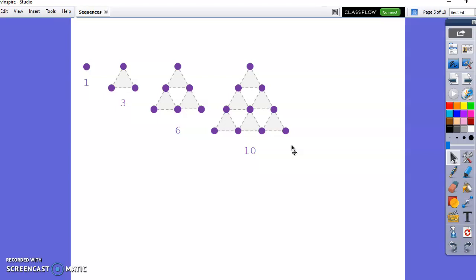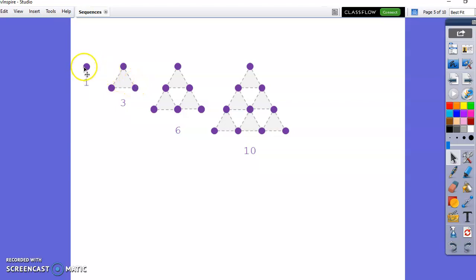Let's see another example. It is given again a pattern. We have at the first one 1 point, let's say the first figure. At the second one there are 3 points. At the third pattern, it means at the third figure, we have 6 points. At the fourth one we have 10 points. So what is the relation between these figures? How can we find it?